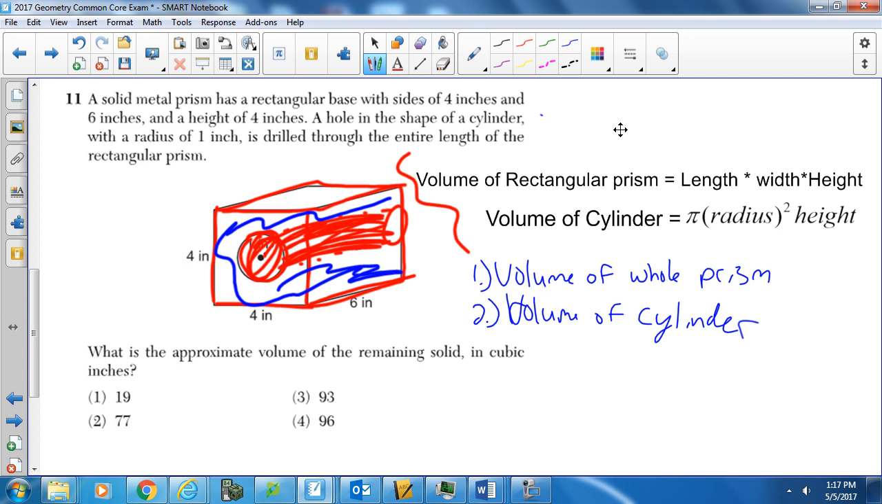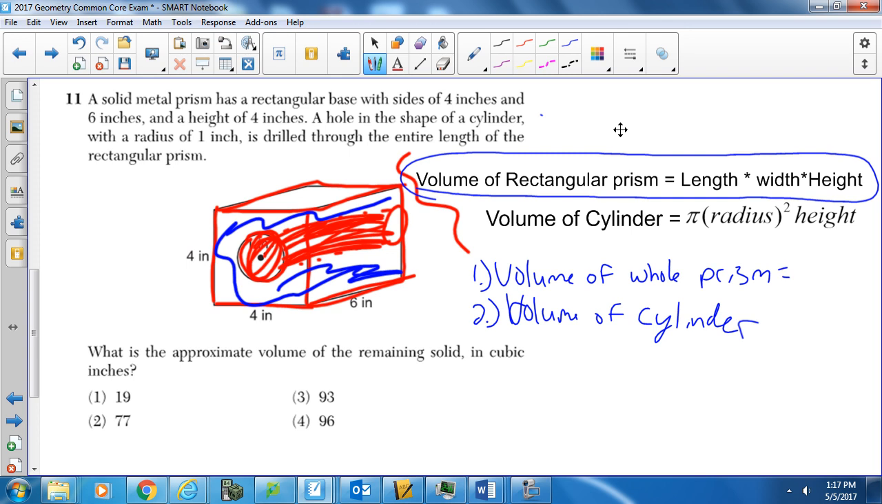So the volume of the whole prism, the entire prism is this one. Now I want you to write this down. Rectangular prism is length times width times height. So that's pretty easy. That's just going to be 4 times 4 times 6, which is equal to 16 times 6, which is 96.